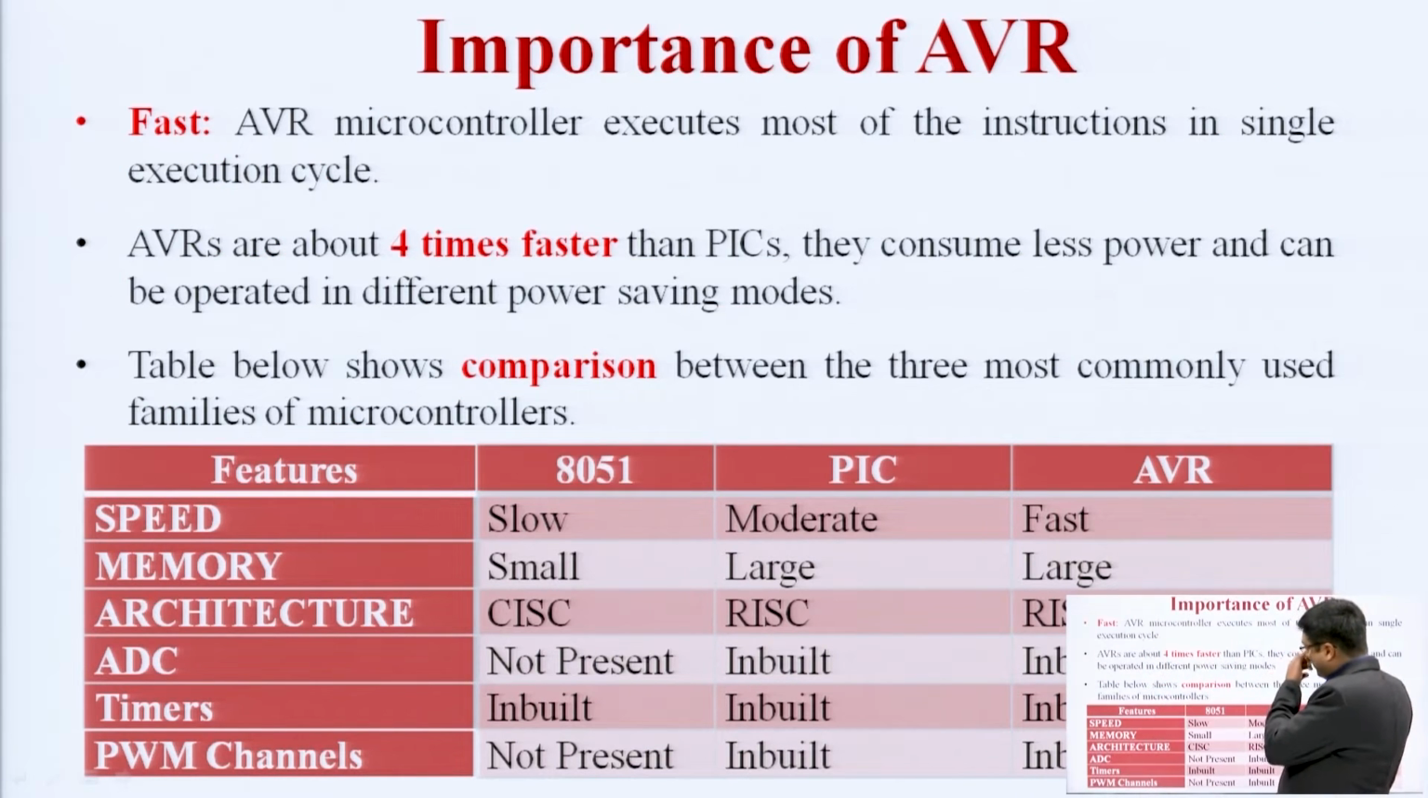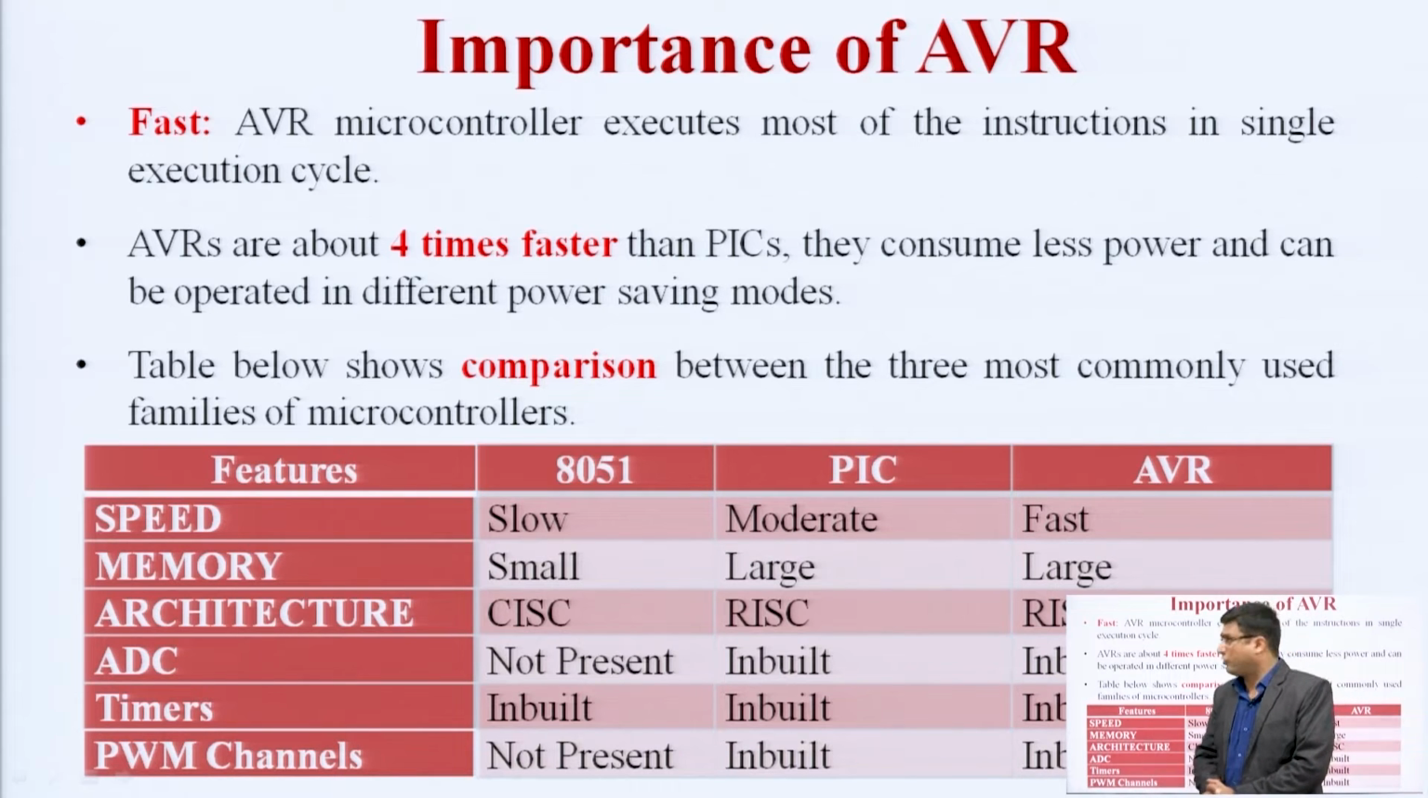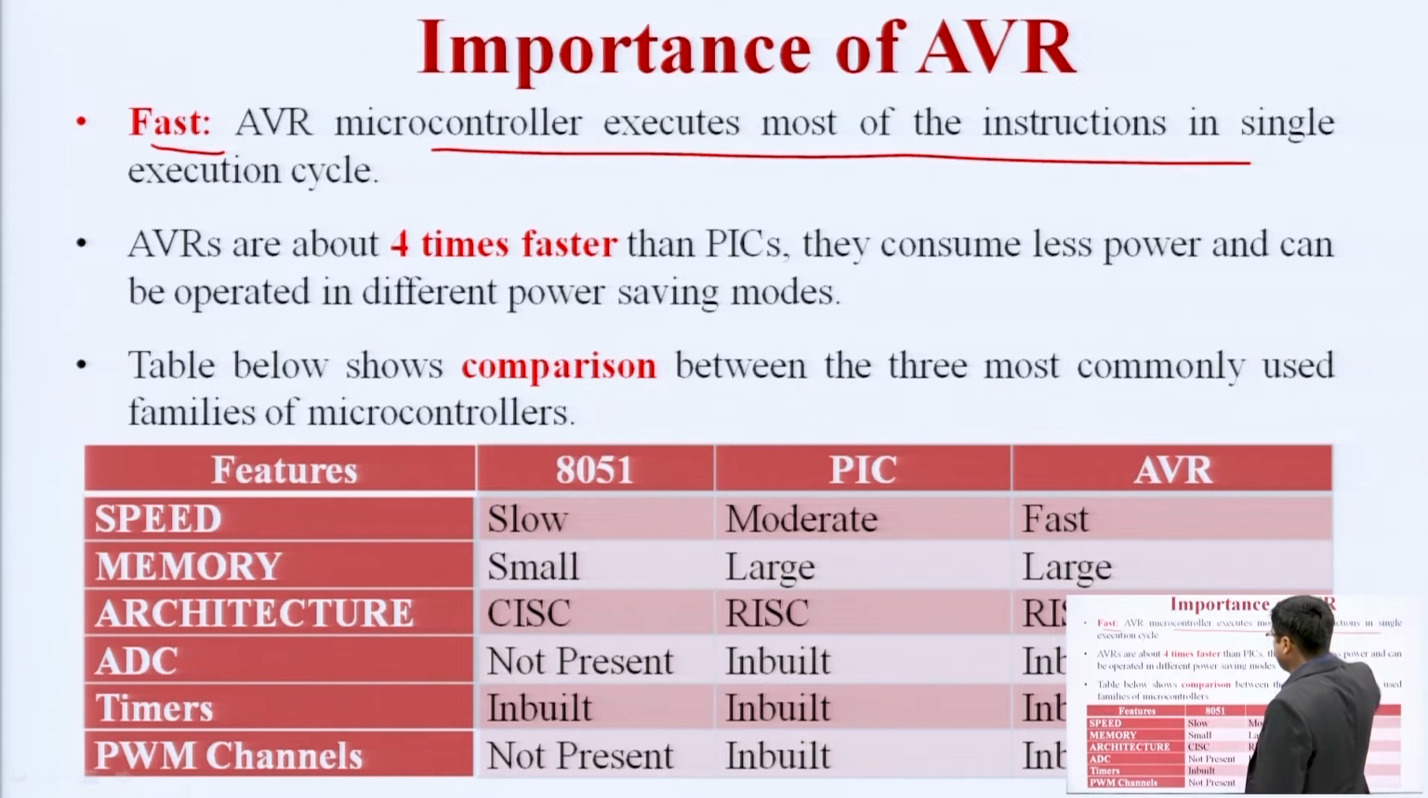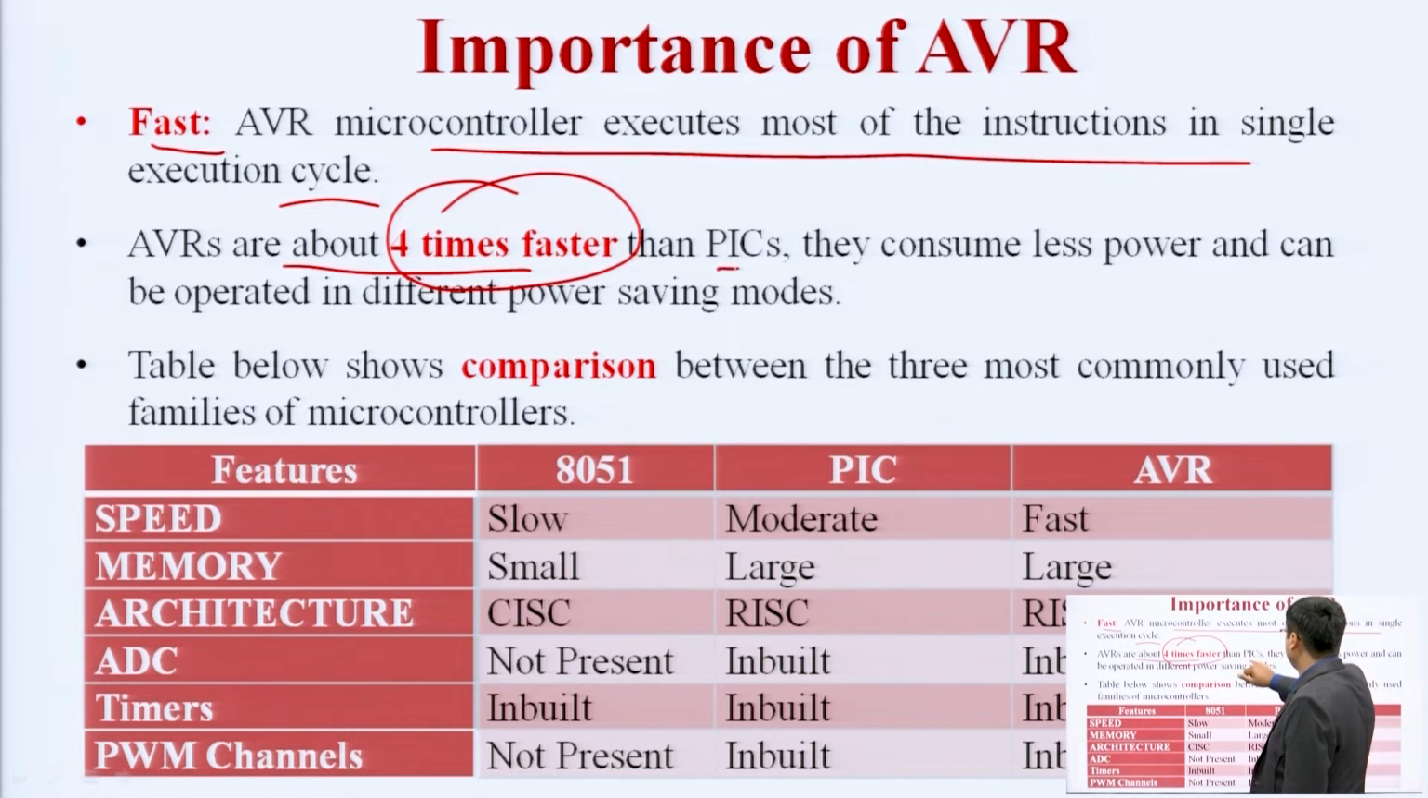Now the question arises, what is the importance of AVR? Why are we studying AVR microcontrollers? First, it is fast as compared to other available microcontrollers. If you look at other microcontrollers like the 8051 and PIC, the execution speed of the AVR is more. AVR executes most of the instructions in a single execution cycle. In a single clock, it can execute the maximum number of instructions. So AVR is about 4 times faster as compared to other microcontrollers like PIC.